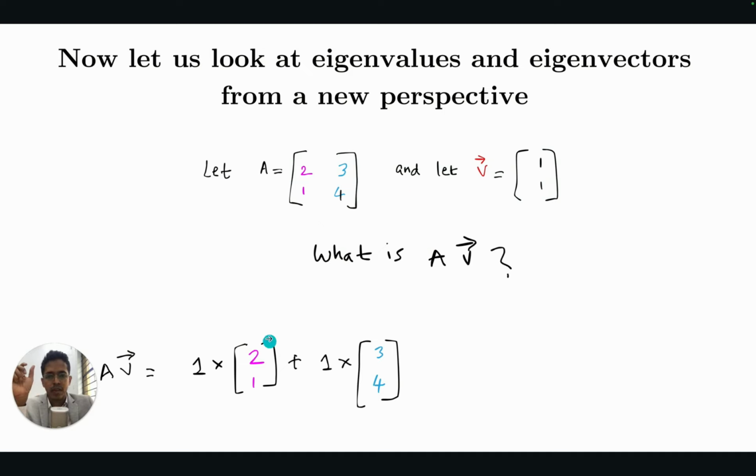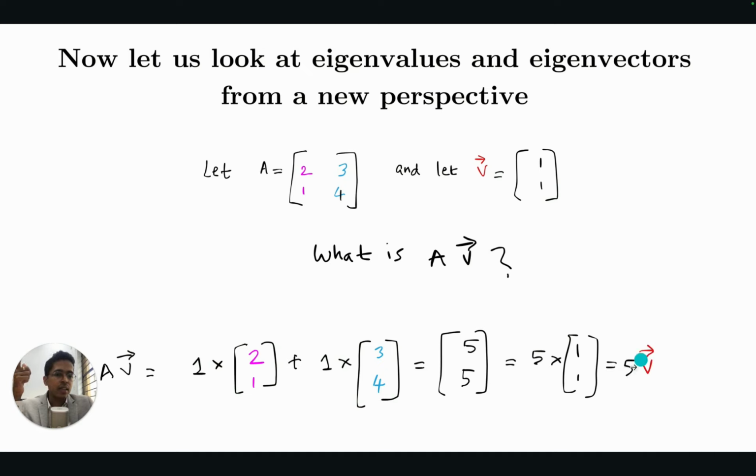Because 2, 1 is the transformed unit vector x, 3, 4 is the transformed unit vector y, and the scaling factor for the unit vector x would be this. The scaling factor for unit vector y would be the second element of v. You add those to get the result, which is 1 times 2 plus 3, which is 5, and 1 times 1 plus 4, which is 5. So 5 and 5. And this can also be written as 5 multiplied by 1, 1. And what is that? That is 5v.